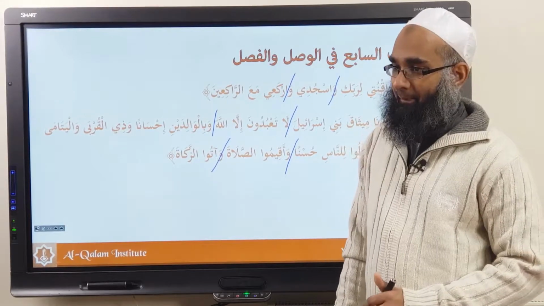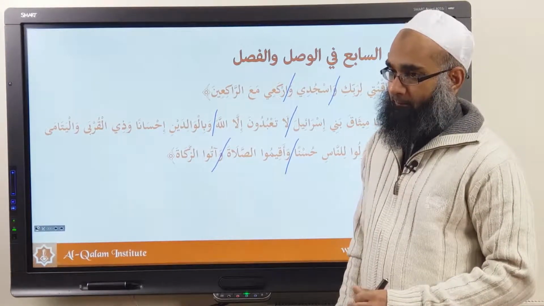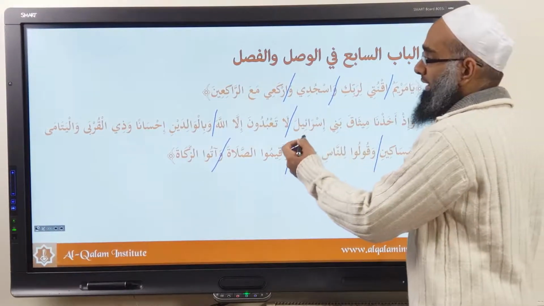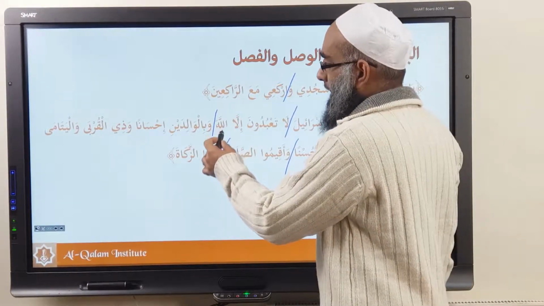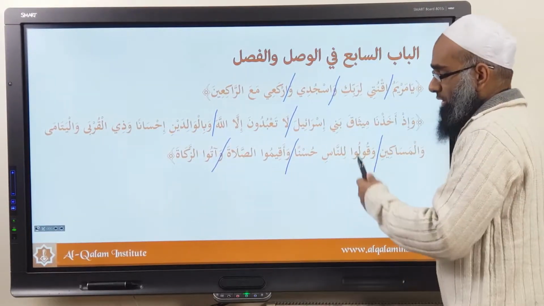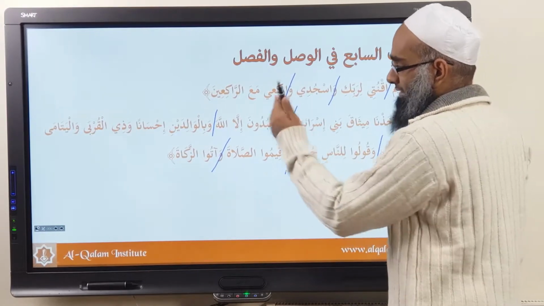Apparently it is khabariya because... but then you said what was it? So, and your Lord took a covenant from the Banu Israel. You will not worship other than Allah. You will be good to your parents and the close relatives and the orphans and the destitutes, and you will say to the people, good, and establish salah and give zakah.